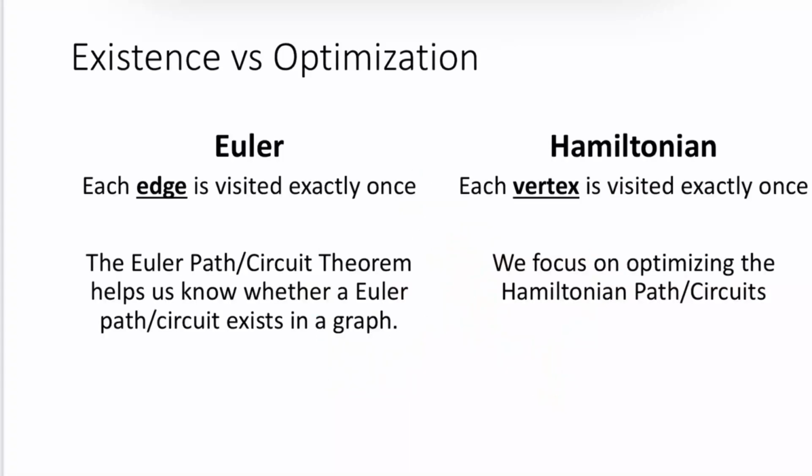So when we're working with Hamiltonian paths and circuits, what we actually focus on more is optimizing them. One of the things that's different about Hamiltonian paths and circuits versus Eulerian ones is there is no theorem or pattern to when a Hamiltonian path or circuit exists. So with Euler paths and circuits, we knew that if every vertex has an even degree, a circuit is possible, and if only 2 of them have odd degrees, then a path is possible. So we had that Euler path and circuit theorem that allowed us to tell whether or not an Euler path or circuit existed in a graph.